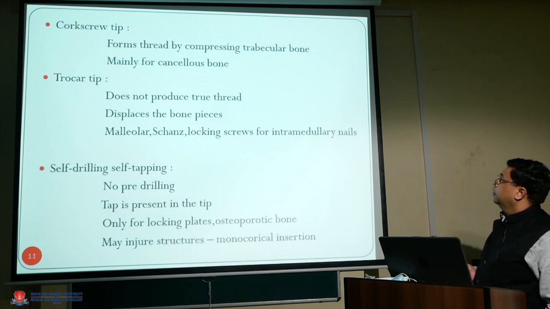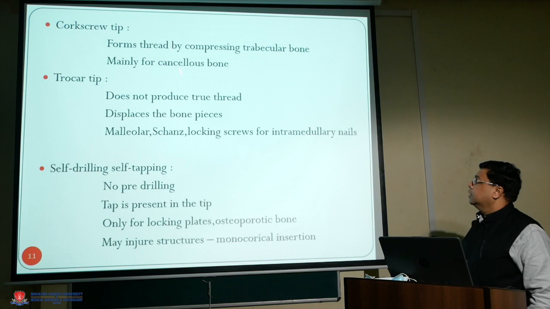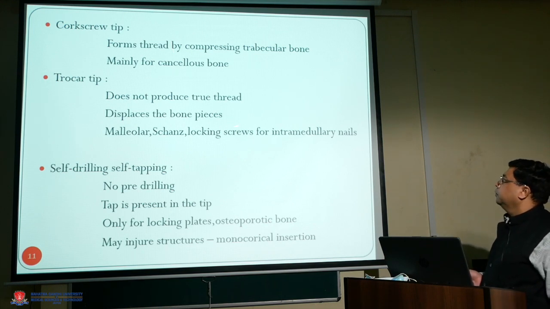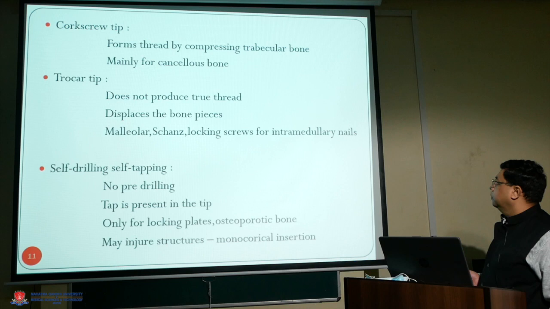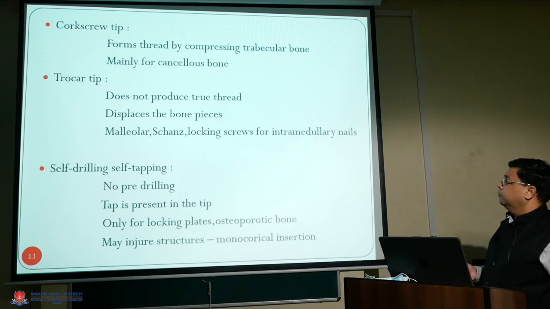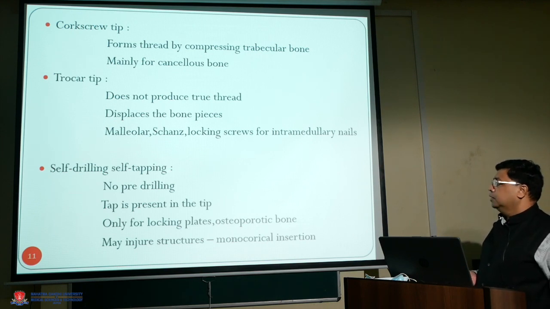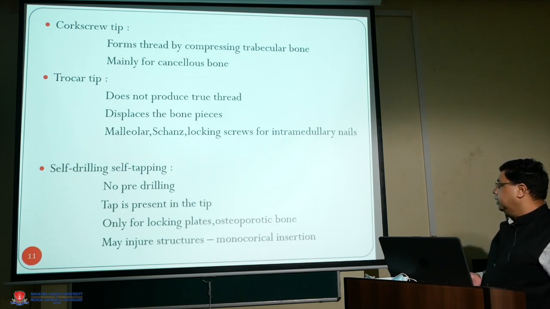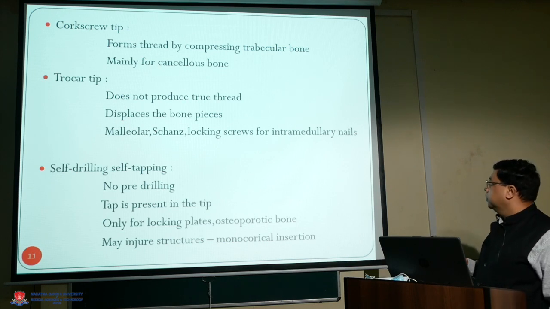The cork screw tip forms threads by compressing trabecular bone, and is mainly used in cancellous bone. And the trocar tip does not produce true threads, it displaces the bone pieces. Malleolar screw, Schanz screw, and locking screw for the intramedullary nail have trocar tips. Self-drilling, self-tapping: in this screw, no pre-drilling is required. A tap is present in the tip only, for locking plates and osteoporotic bone. And it may injure many neurovascular structures that are lying just beside the bone.